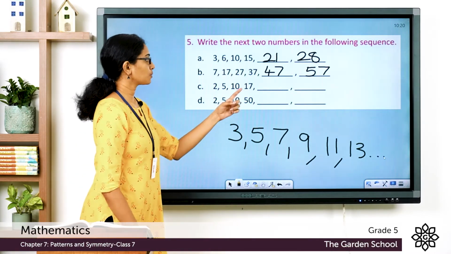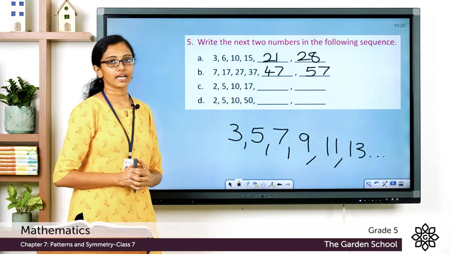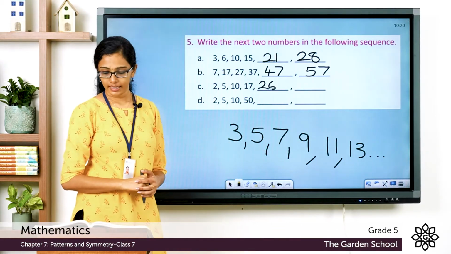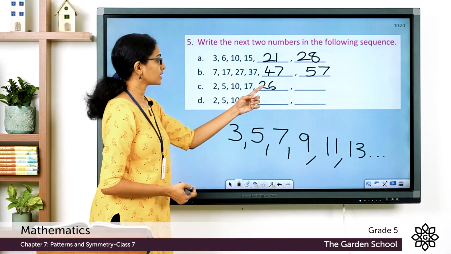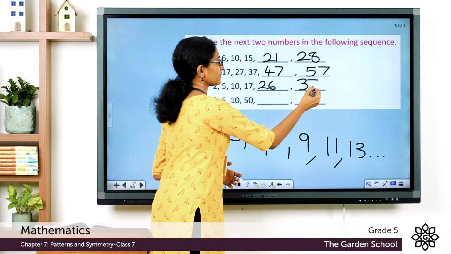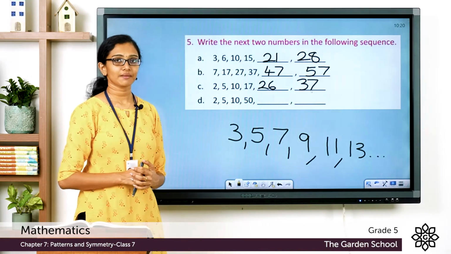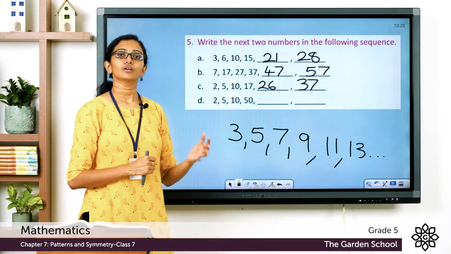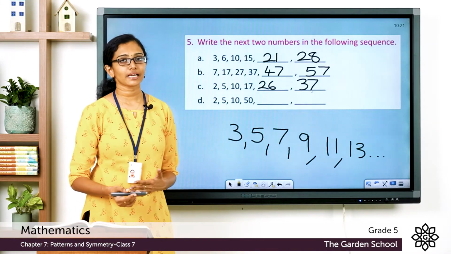So the next number would be 17 plus 9, which would be equal to 26. And the next number would be 26 plus 11, which is equal to 37. The next number would be 37 plus 13. And the pattern will go on like that. Let's move on to the next question.